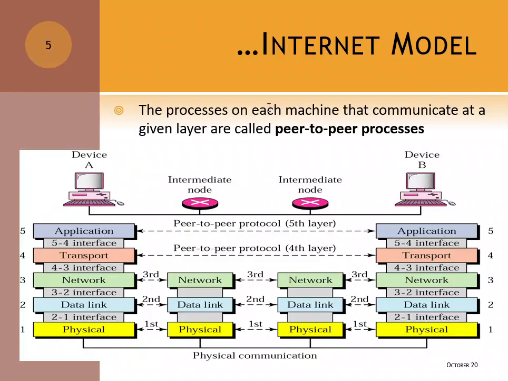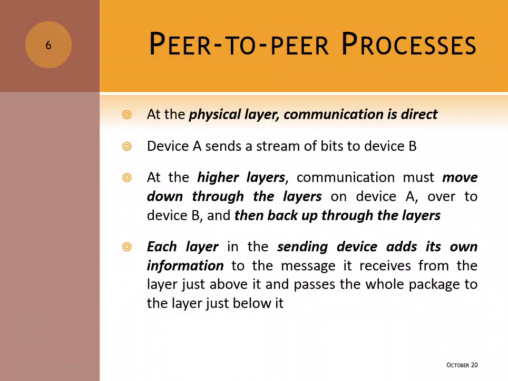So the processes on each machine that communicate at a given layer are called peer-to-peer process. Kalau you tengok sini, physical layer akan communicate dengan physical layer sebelah. Device A is the sender, device B is the receiver. So each layer will use the information provided by the same layer. More details about peer-to-peer processes. At the physical layer, communication is direct. Device A sends a stream of bits to device B.